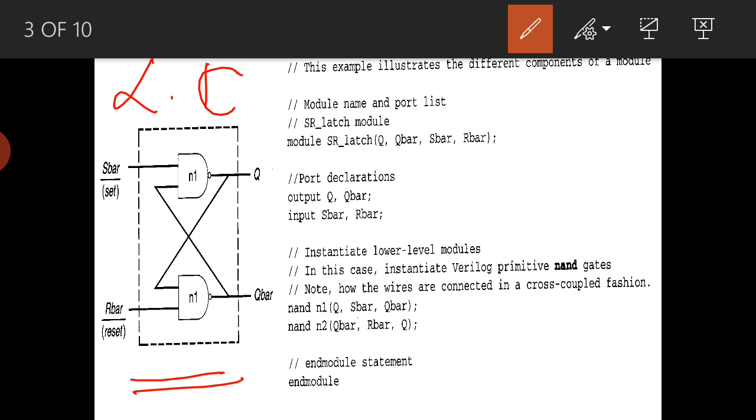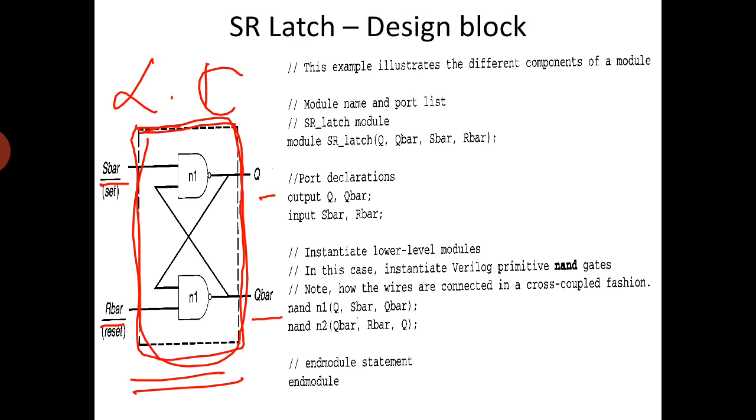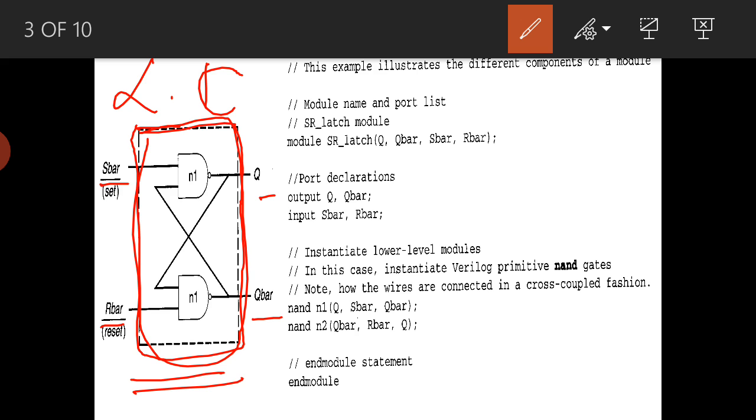Here, whatever the dotted lines, just take it as a black box, don't look inside. Let us concentrate on the inputs and outputs, meaning the ports. S bar is one signal, R bar is one, Q is one, Q bar is one, so there are two inputs and two outputs.